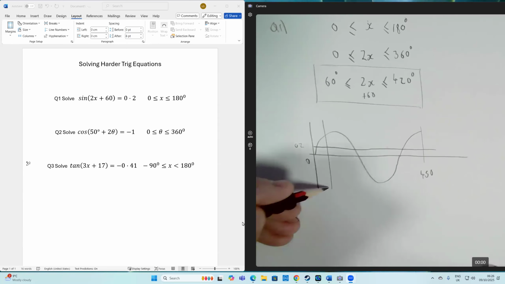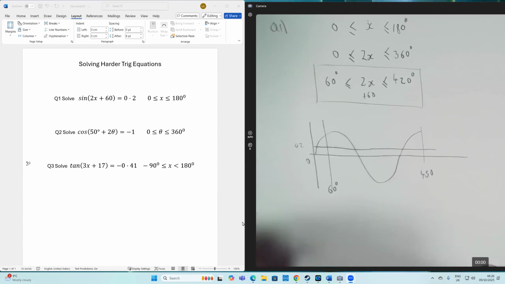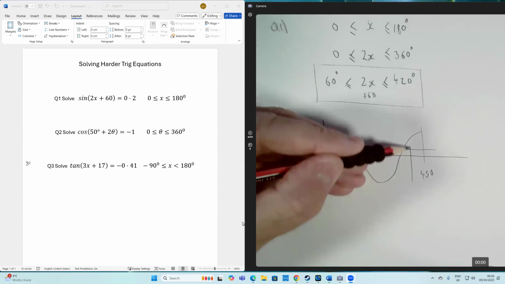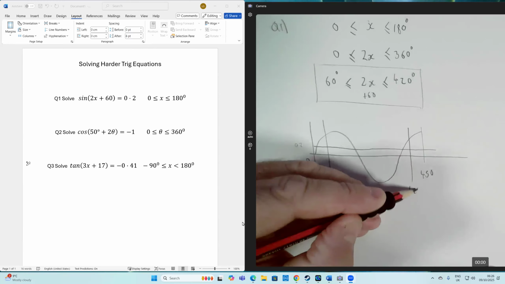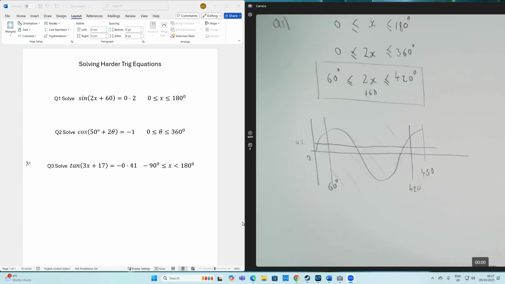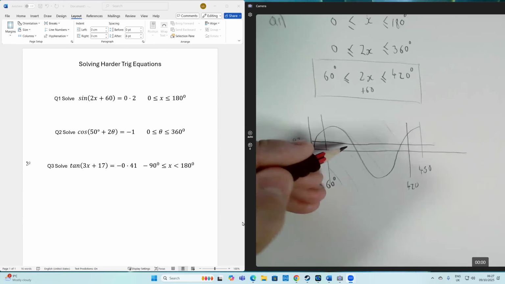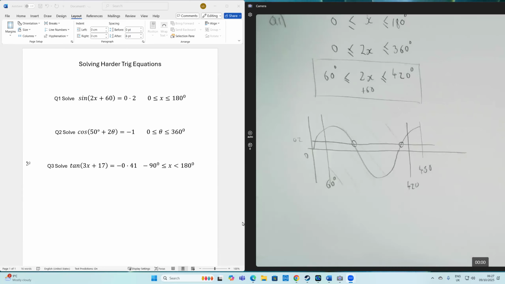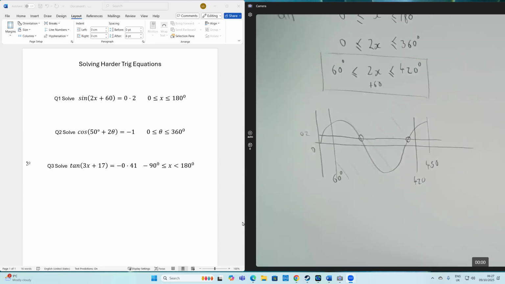Now, that's our 60 degrees, and we're looking for between 60 and 420. So 420 is a little bit back from here. So this is our window where we're looking for solutions in that range, in between our 60 and 420. And we can see by this method, which is one of the advantages of this method, that we've got two solutions in that range, okay? Because this one is actually out of range.